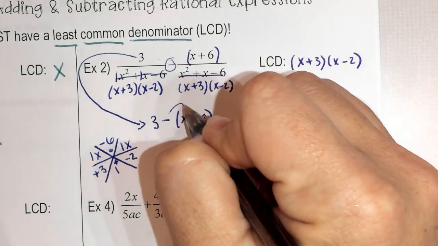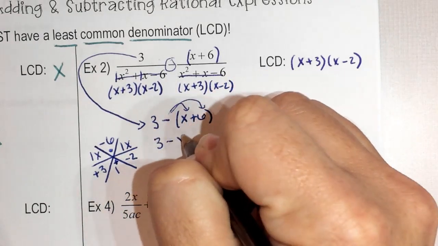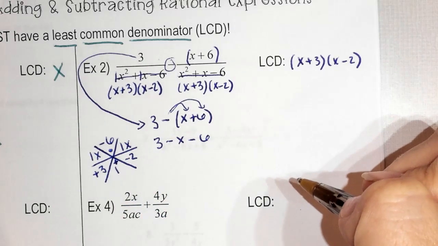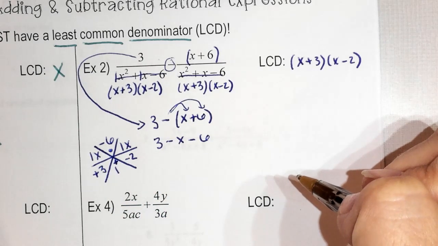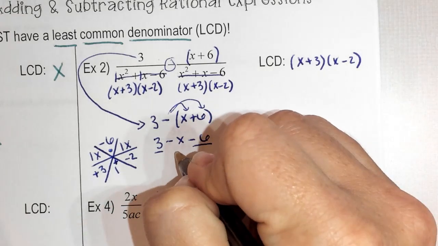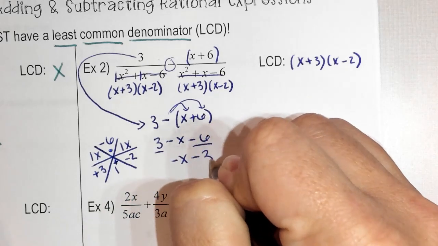Now I have to distribute my negative. So I get 3 minus x minus 6. And what are my like terms? 3 and 6. What's 3 minus 6? Yeah, so I'm going to bring down my negative x, and that gives me negative 3.